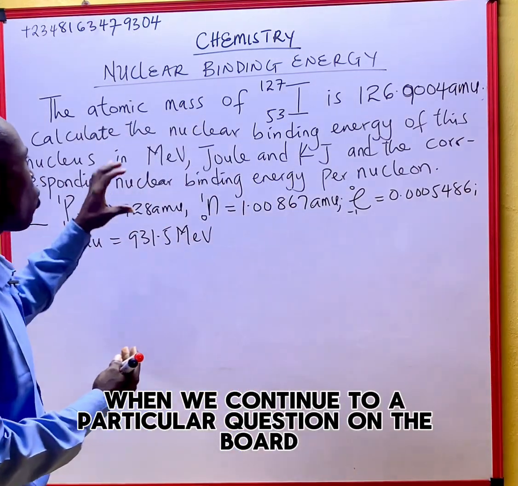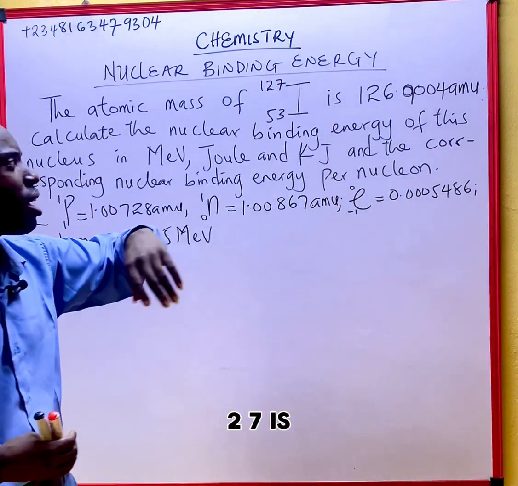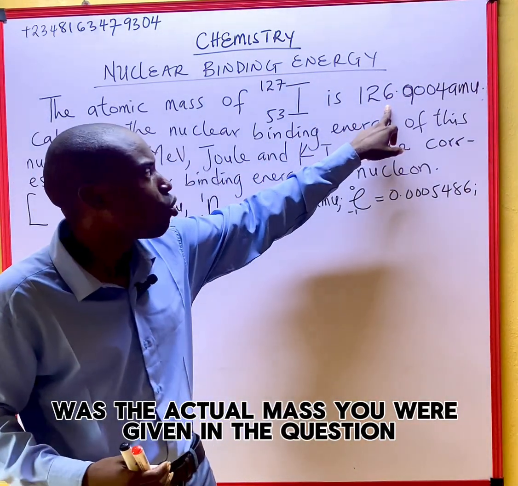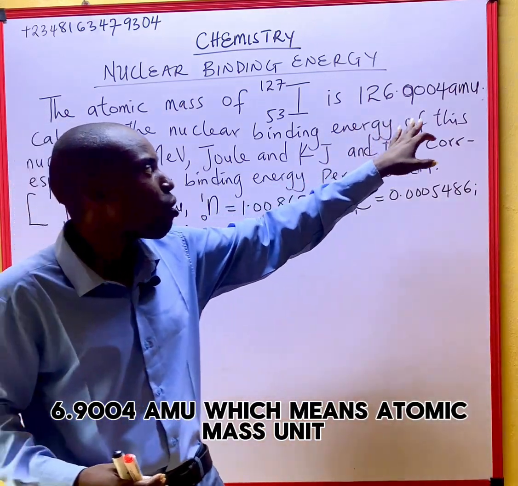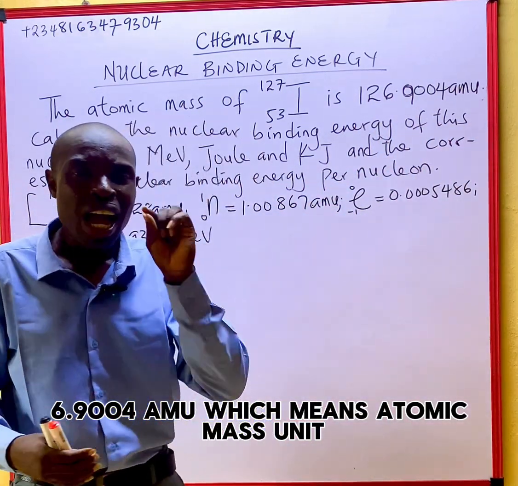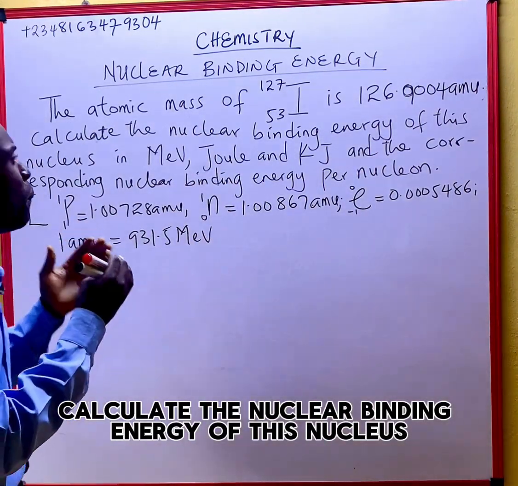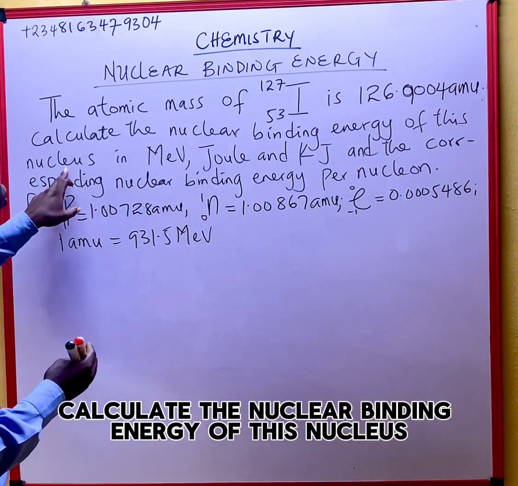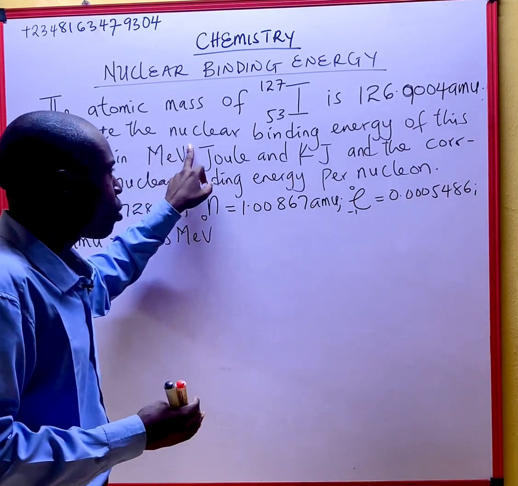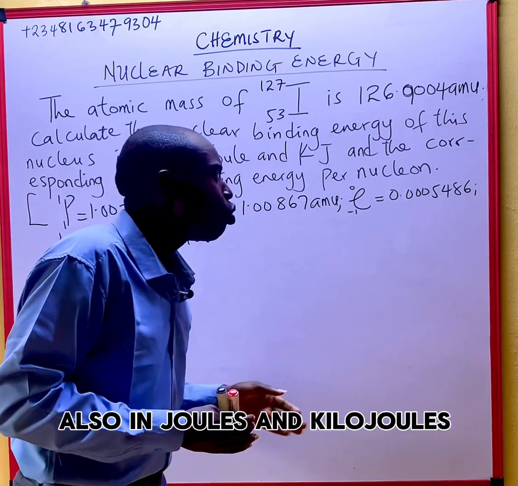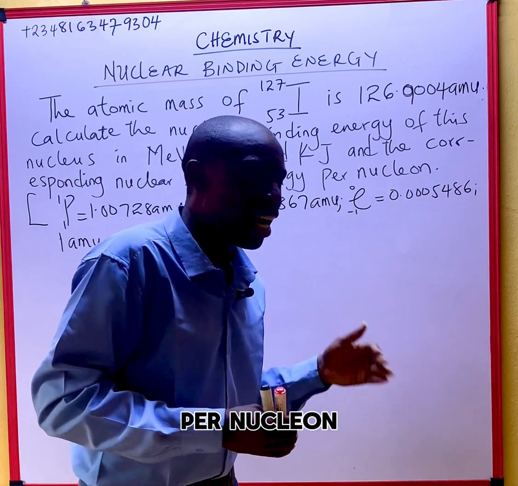Now, when we continue to a particular question on the board, which says the atomic mass of iodine 127 is, this was the actual mass you were given in the question, which is 126.9004 AMU, which means atomic mass unit. Calculate the nuclear binding energy of this nucleus in MeV, which means mega electron volts, also in joule and kilojoule, and the corresponding nuclear binding energy per nucleon.